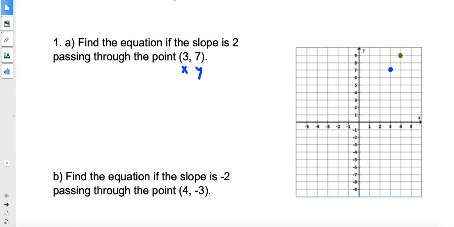And now what we can do is draw a line through these points. So I'm going to draw a line through the points here. And something you might notice by looking at this line is that it crosses the y-axis here at 1. So that means the y-intercept of this line is 1. And now we have enough information to find the equation of this line, right? Because we know the slope is 2 and the y-intercept is 1.